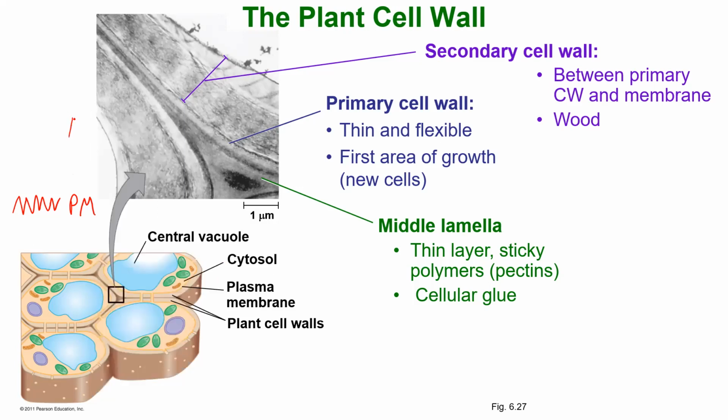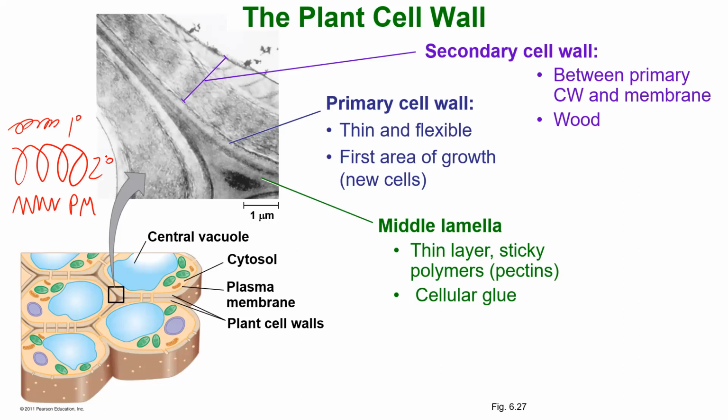So what happens is that primary cell wall actually gets pushed. So there's my primary cell wall. And then what you end up with is sometimes a secondary cell wall. There's my secondary cell wall. So the primary cell wall is made first, and it gets pushed outwards. And in many plants, you get a secondary cell wall, and the secondary cell wall is usually kind of woody.